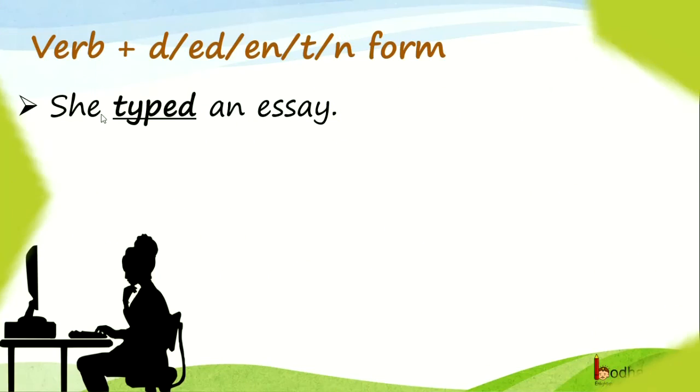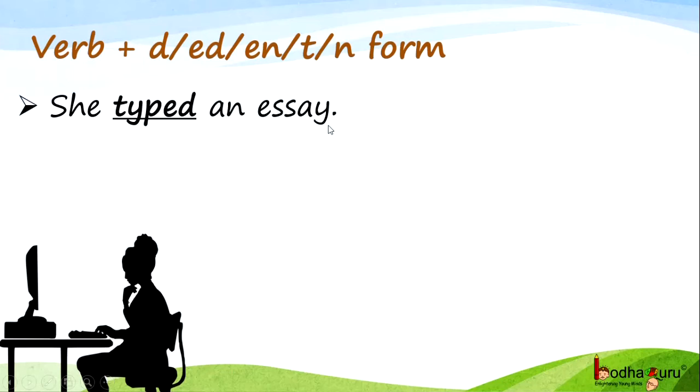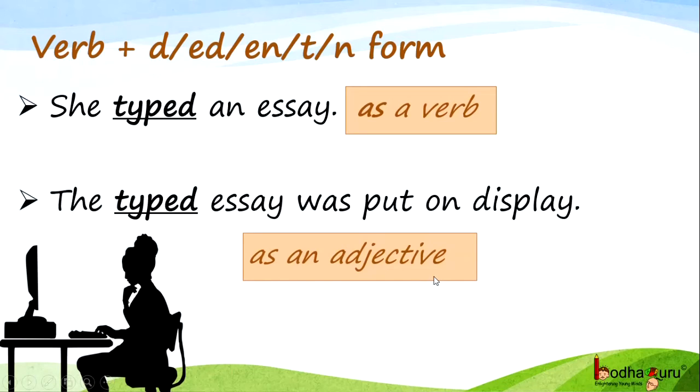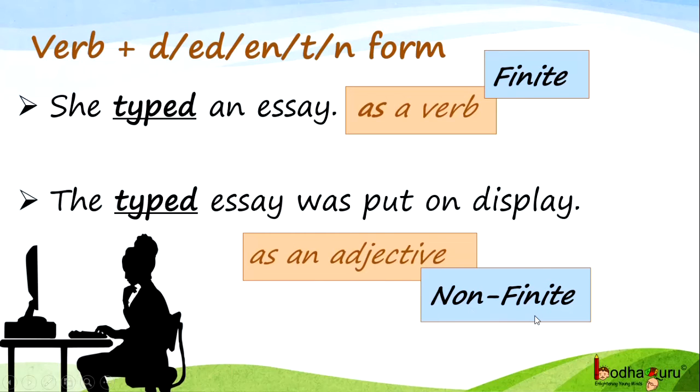Next, she typed an essay. What do we see here? Here, typed is acting as the main verb in the sentence. The typed essay was put on display. The same verb typed here is acting as an adjective. Why? Because it is describing the essay. Acting as a verb, typed is a finite verb, and when it is acting as an adjective, it is a non-finite verb.